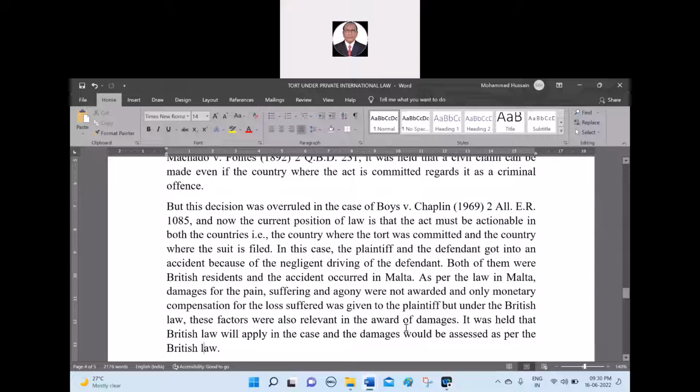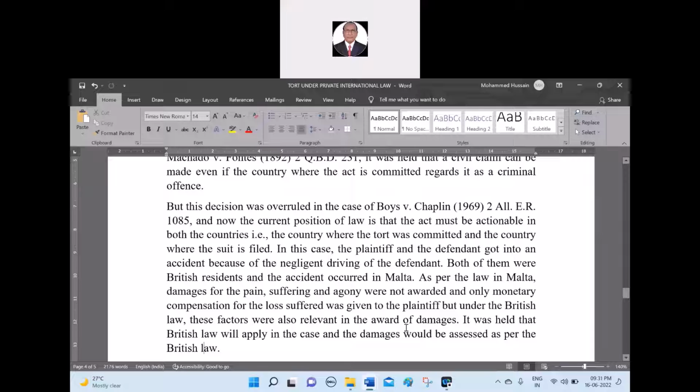Of course, he has got injured over there. Naturally, that country's law would be applied. The injury is to that country's citizen, hence that country's law should be applied, even though the injury is in Malta. So, higher compensation will be given to the plaintiff if the law of the country where the case is filed gives a low amount. Is it clear?